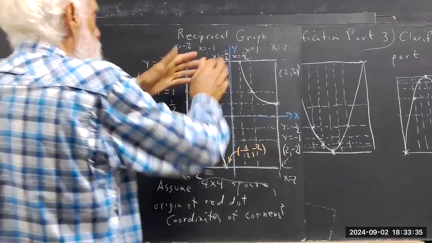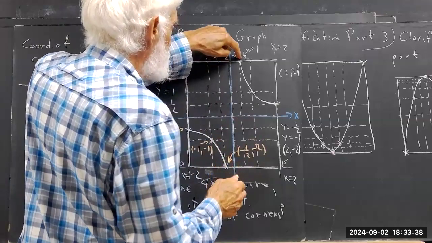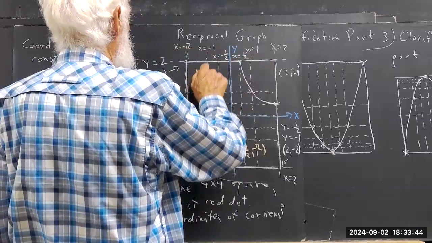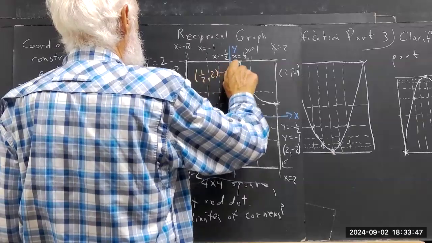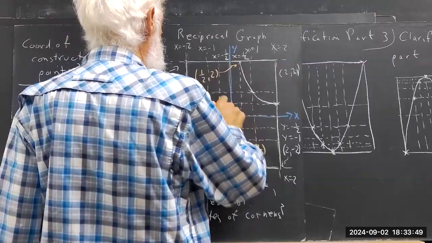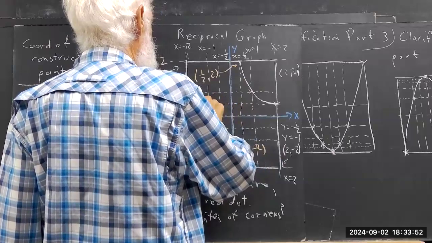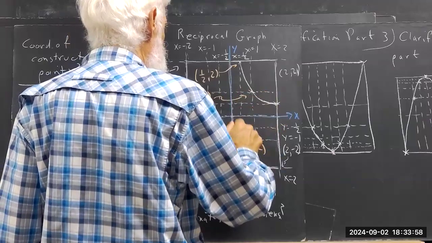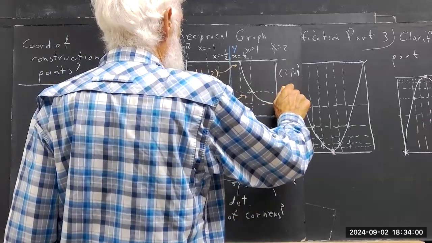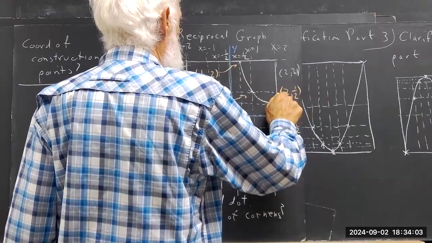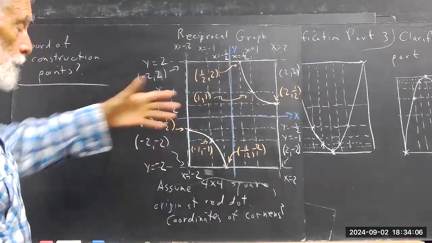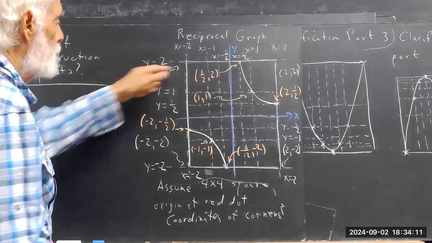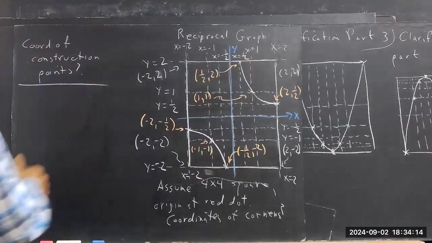Then we can label these again. This point is on the x equals 1/2 line and the y equals 2 line. This point is on the x equals 1 line and the y equals 1 line. And this point is on the x equals 2 line and the y equals 1/2 line. Hopefully you have those labels, or you watched me do it. So I've got them labeled on the graph.